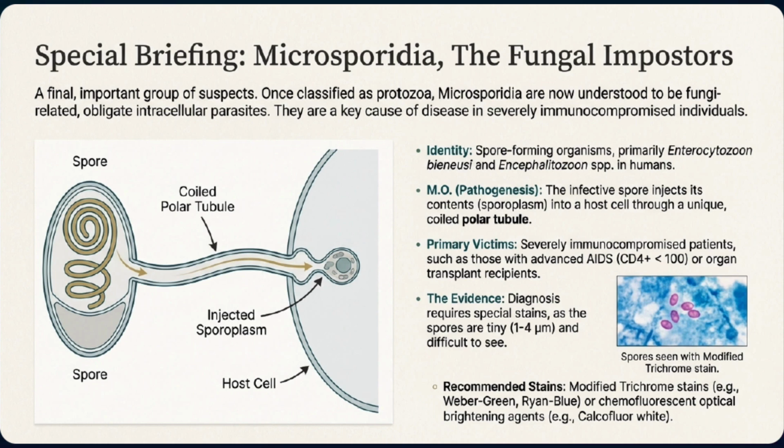The infective spores use a unique coiled polar tube to inject their contents into the host cell, and they can also be recognized in a fecal stain. The recommended stains are the Weber green or the Ryan blue stain, a modified trichrome stain, and fluorescent stains are available as well.